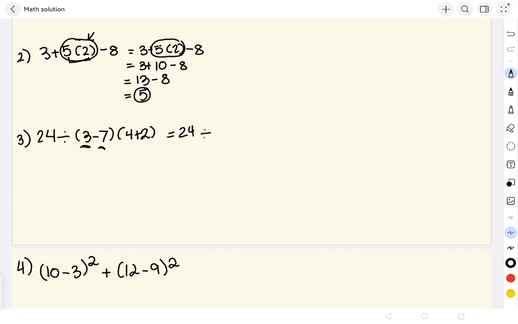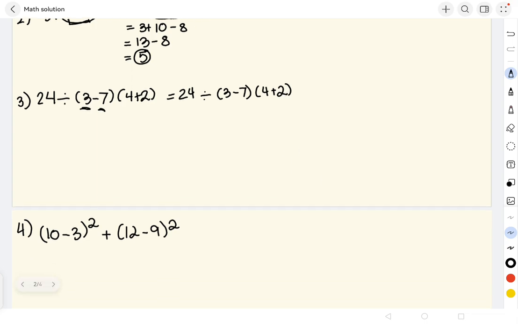24 divided by 3 minus 7 times 4 plus 2. So we start with the group. 3 minus 7 is equal to negative 4. And 4 plus 2 is equal to 6. And let's rewrite 24 divided by.